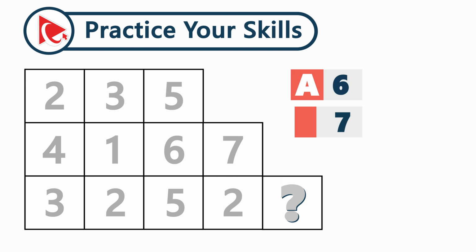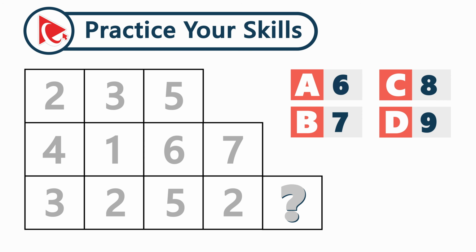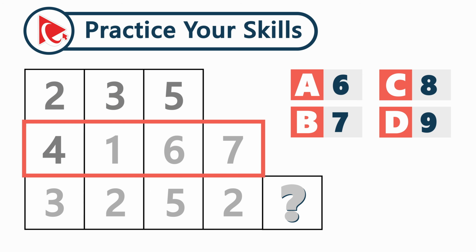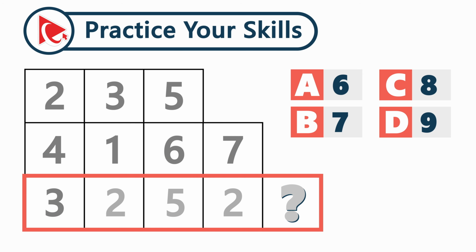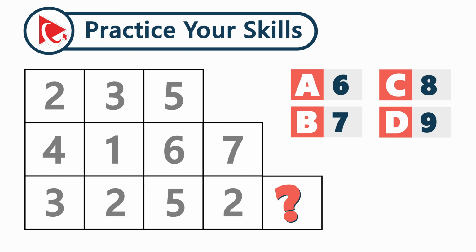You're presented with a cool looking shape, which has 3 rows of numbers. First row has numbers 2, 3, and 5. Second row has numbers 4, 1, 6, and 7. And then the third row has numbers 3, 2, 5, 2, and then comes the missing number, which you need to calculate and select your answer out of 4 possible choices. Choice A, 6, choice B, 7, choice C, 8, and choice D, 9.